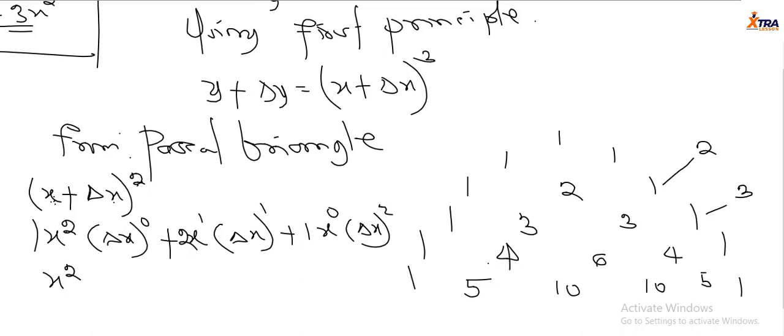Delta x to the power 0 is 1. Plus 2 times delta x, plus x to the power 0, which is 1, times delta x to the power 2. So we go back to the previous video, and you see that this is what we got: x to the power 2 plus 2x delta x plus delta x to the power 2.